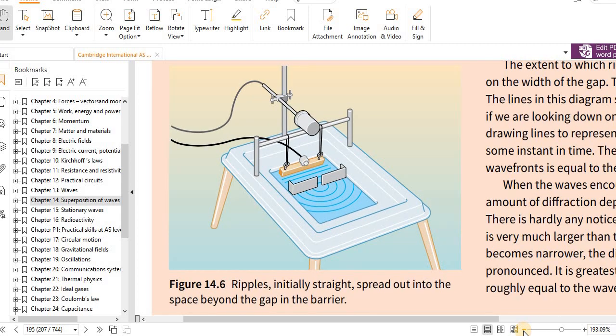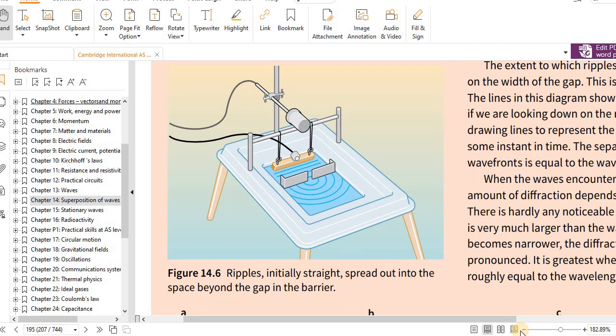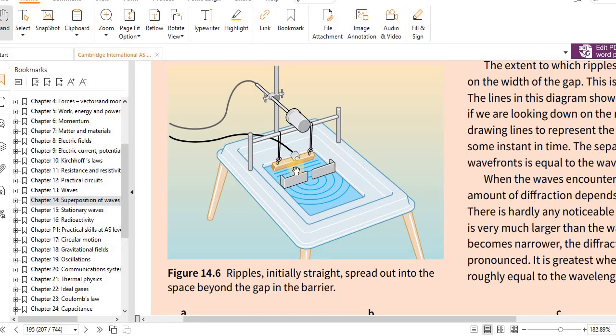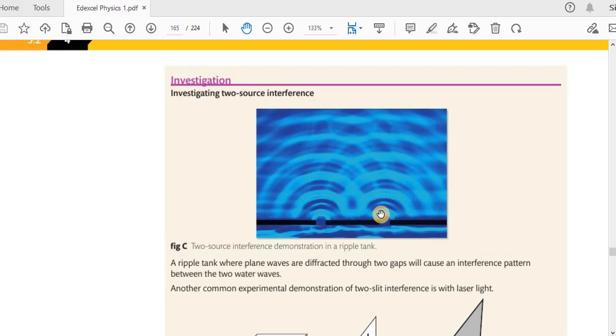In the book that we saw, we had two of these gaps. So here is one gap, and here is another gap. So it will produce the diffraction pattern from here and also from here. And what will happen? Here we have plane wave fronts, here we have circular wave fronts. Those circular wave fronts from here and also from here will interfere to produce a pattern.